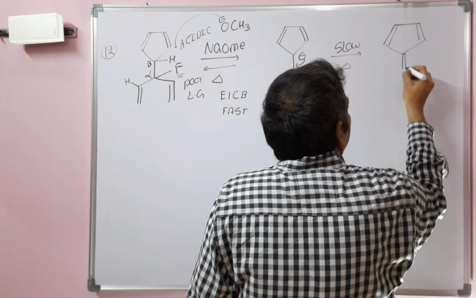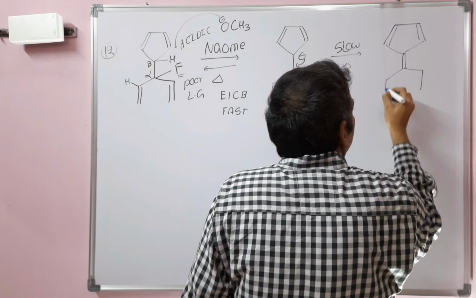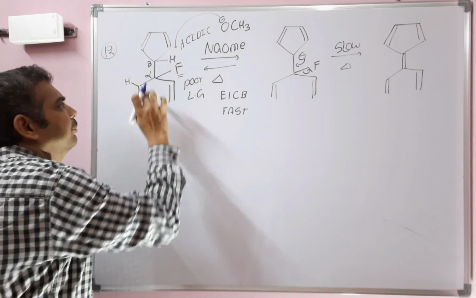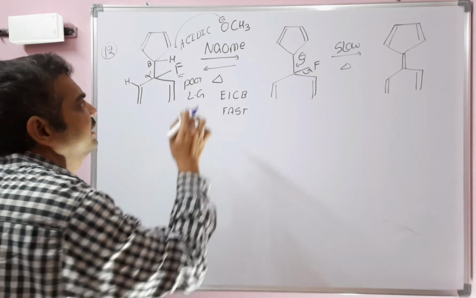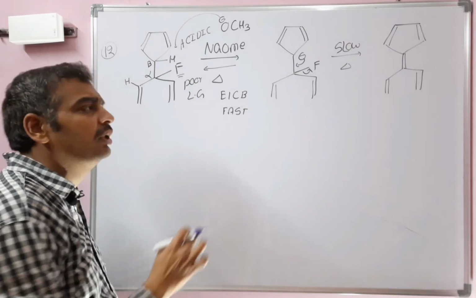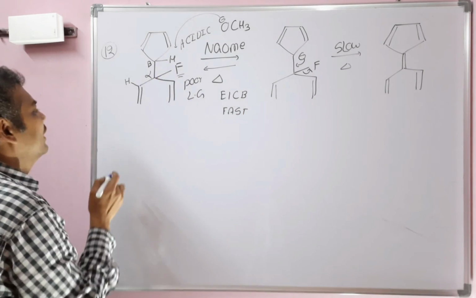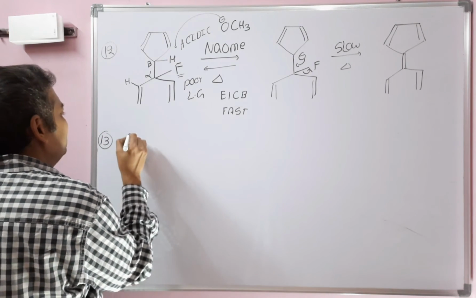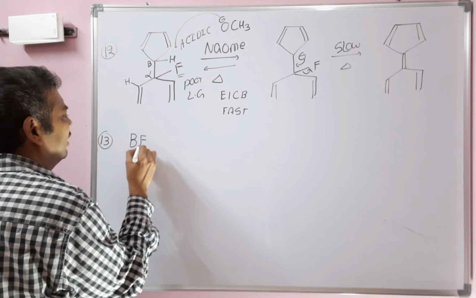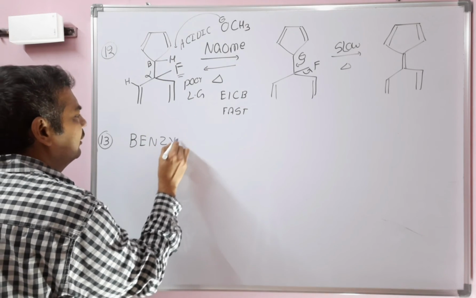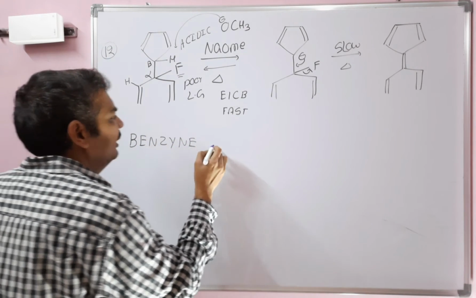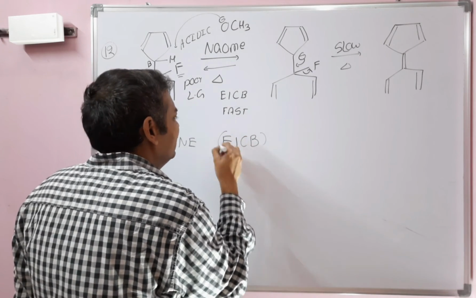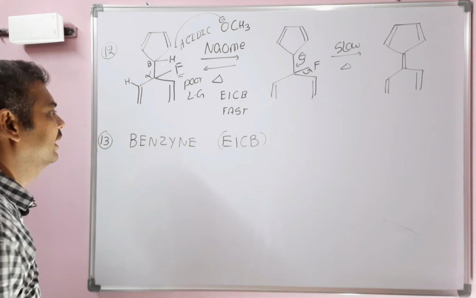So the double bond is here, double bond and double bond. Otherwise we will get an allene type of compound. Since we have used sodium methoxide, we will get the double bond here. Next example, and last example: formation of benzene. Formation of benzene is an example of E1CB reaction.